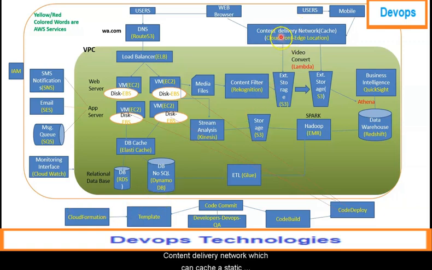Next is the content delivery network, which can cache static content, and for this in Amazon there is something called the CloudFront service, which goes across 100 plus cities in the world. Where the user is coming from, data is served from that edge location for all the users in that geography.